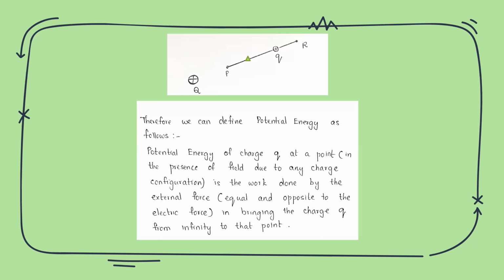So we can say the potential energy of a charge q is equal to the amount of work done when you bring it from infinity to a point in the electric field. You are applying some force, therefore work is done. That work done is stored as potential energy. So this is the definition of the potential energy.